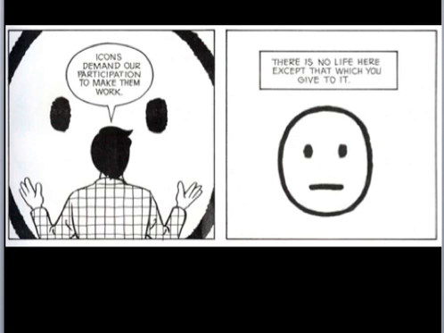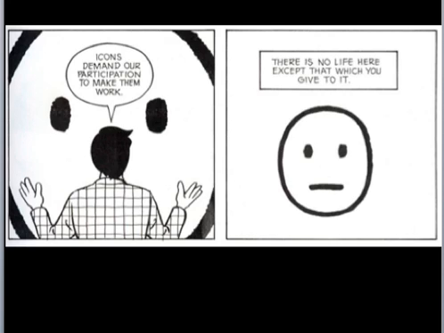Icons demand our participation to make them work. There is no life here except that which you give to it. So it's often what Rosenblatt says, it's the poem that's making it. A lot of people can see this icon of a face and see like a plug, like something you would plug a device into. So the readers are the ones that make sense of it.